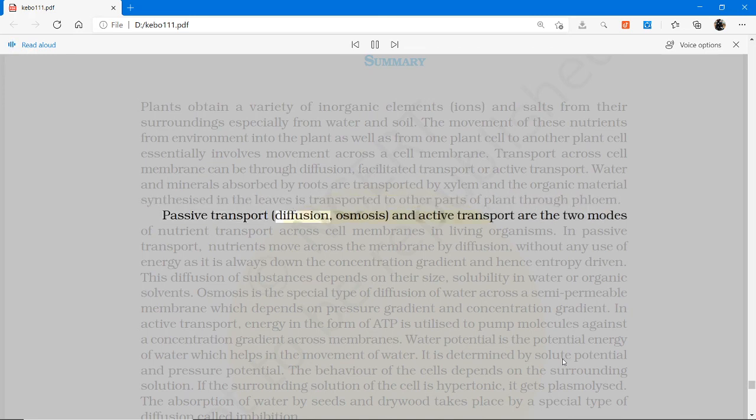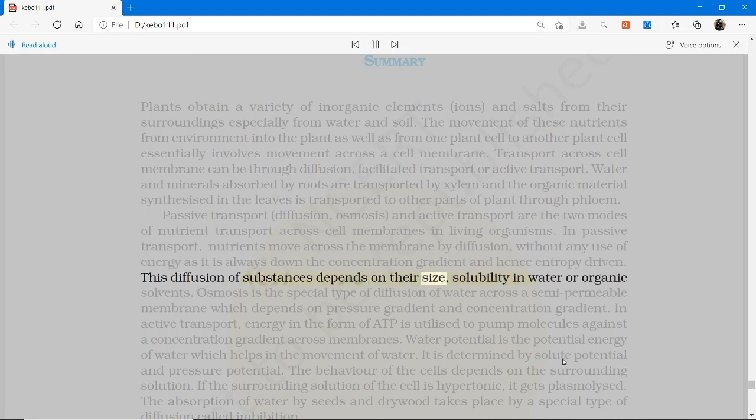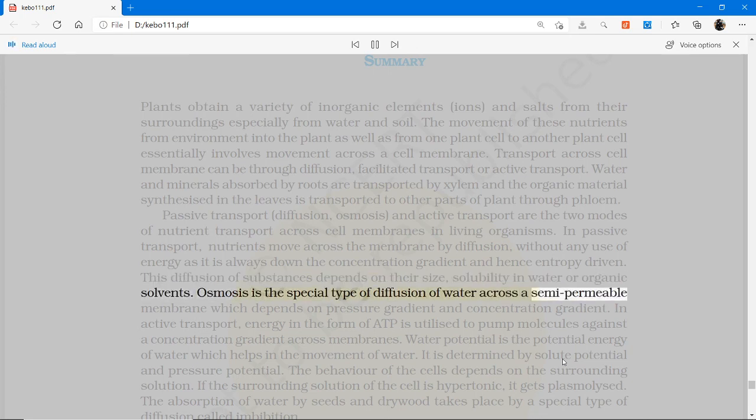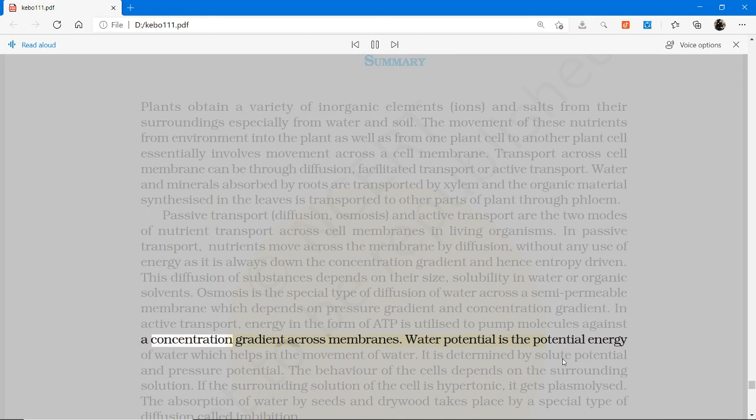Passive transport, diffusion, osmosis, and active transport are the two modes of nutrient transport across cell membranes in living organisms. In passive transport, nutrients move across the membrane by diffusion, without any use of energy, as it is always down the concentration gradient and hence entropy driven. This diffusion of substances depends on their size, solubility in water or organic solvents. Osmosis is the special type of diffusion of water across a semi-permeable membrane which depends on pressure gradient and concentration gradient. In active transport, energy in the form of ATP is utilized to pump molecules against a concentration gradient across membranes.